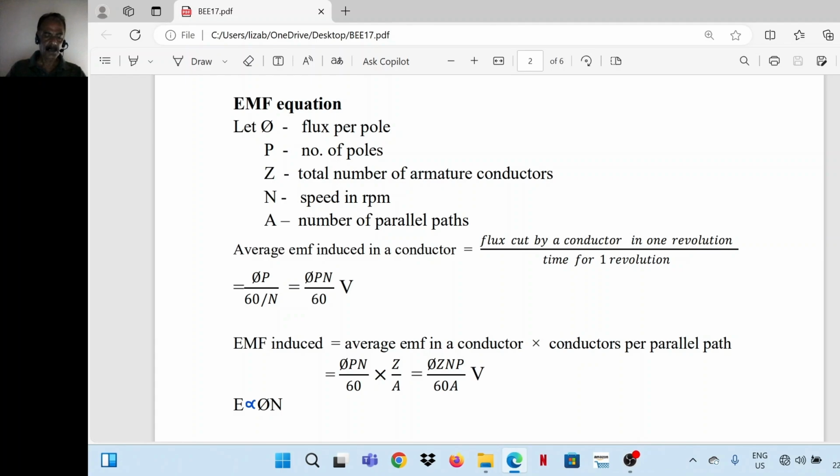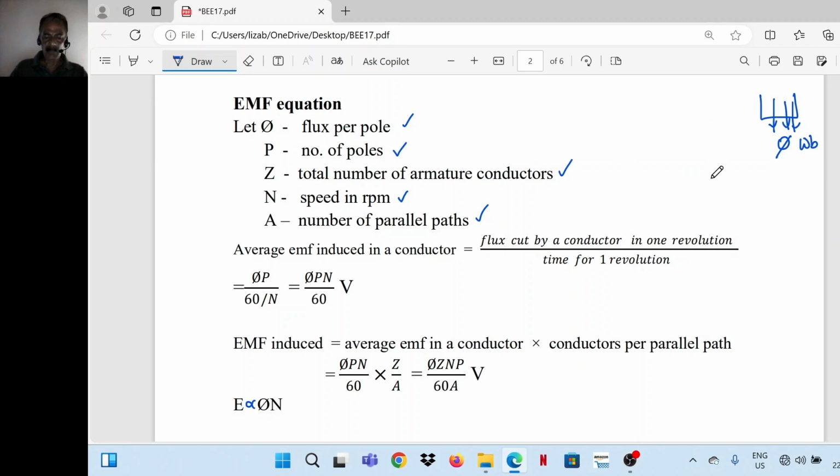Before that, let's assume that the flux per pole is equal to phi, P the number of poles, Z is the total number of armature conductors, N is the speed of the generator in RPM. RPM is revolution per minute, and A is the number of parallel paths. Flux per pole, that is the magnetic flux coming out of one pole, let it be equal to phi Weber.